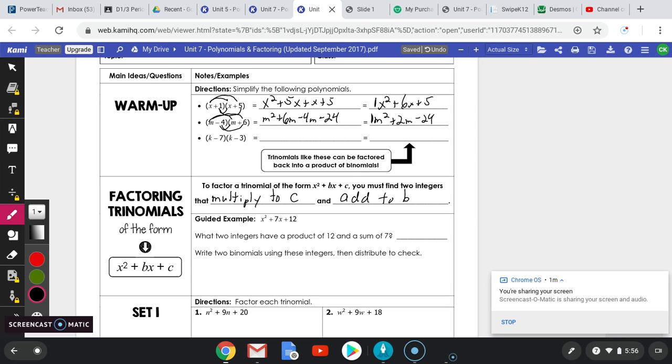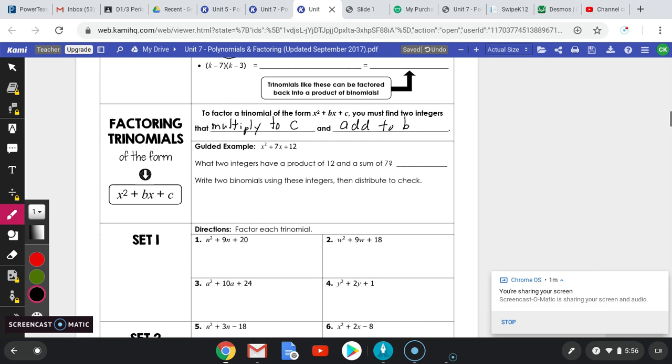So again, you just need to know your multiplication tables, and then just know how to add. Now, if I look at this one example here, x squared plus 7x plus 12, you're going to think of what two numbers have a product of 12, and those same two numbers add to 7. Well, we know something like, for example, 6 and 2. They multiply to 12, but is there any way that they could add to 7? The answer is no. So I have to think of two numbers that multiply to positive 12 and add to positive 7. And the two numbers are 4 and 3.